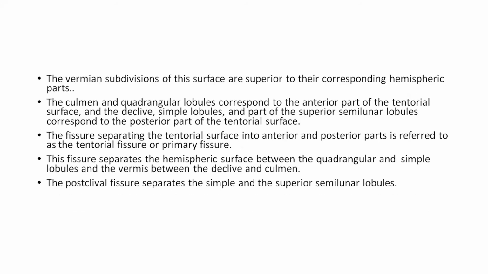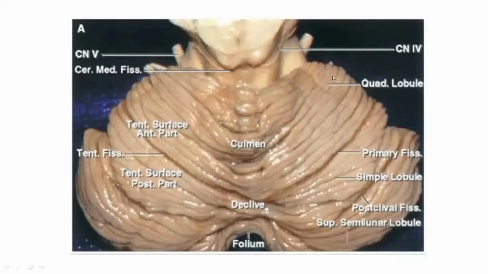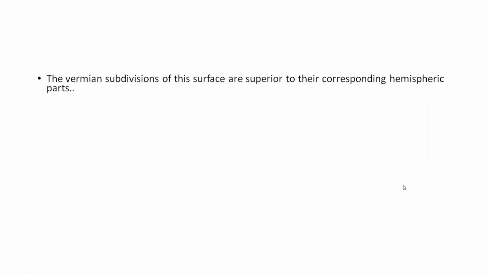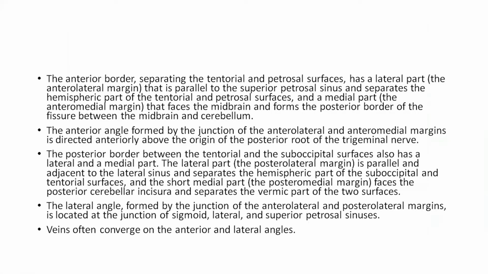So what is important here is that this is the anterior border with its anterolateral edge, which is parallel to the superior petrosal sinus. And this is the posterior border, which again has a posterolateral edge and a posteromedial edge. The posteromedial edge is facing towards the vermis, whereas the posterolateral edge is parallel to the lateral sinus. So here it is the lateral or the transverse sinus. Here you have the sigmoid and the petrosal sinus. So this lateral angle is often the point of convergence of these angles. So this is an important point for anatomical purposes.